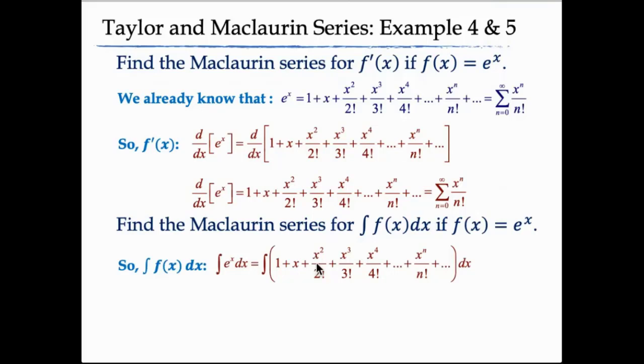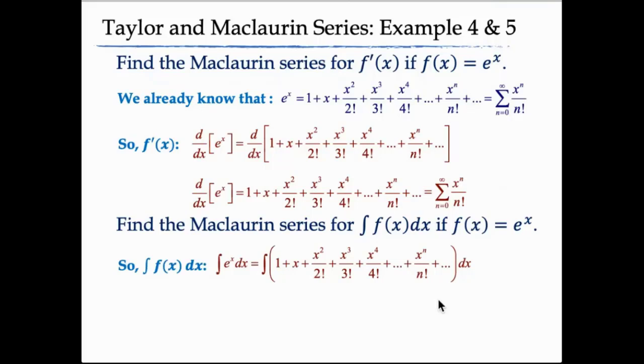The antiderivative of x squared is going to be x to the 3rd power over 3 times 2 factorial, or x cubed over 3 factorial. The antiderivative of x to the 3rd power over 3 factorial is x to the 4th power over 4 times 3 factorial, or 4 factorial. And so it gives us all of our terms. So it's going to give us x plus x squared over 2 factorial plus x cubed over 3 factorial plus x to the 4th over 4 factorial, and so forth, plus c.